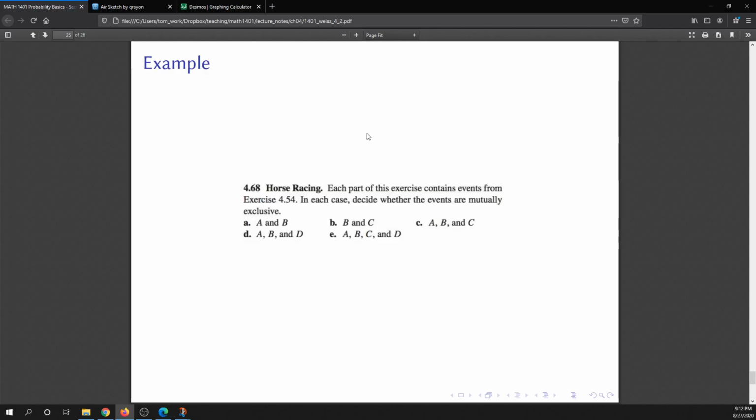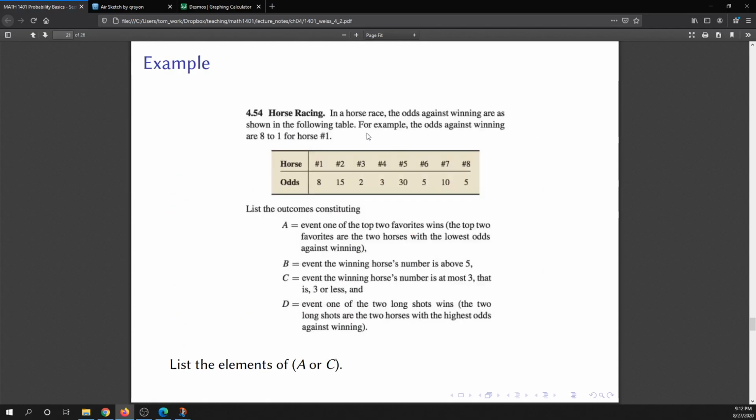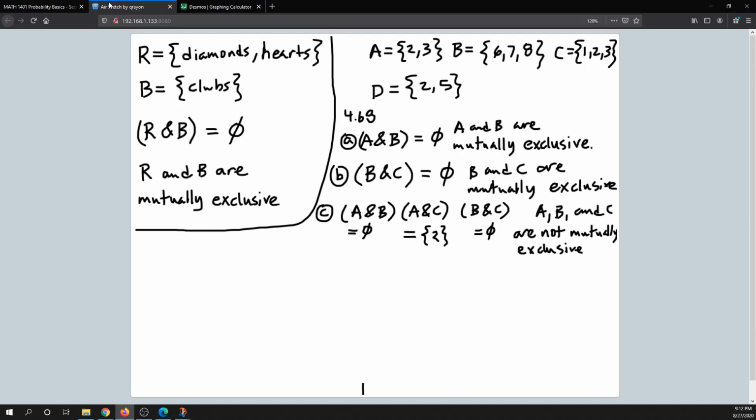I guess we could go ahead and fix that. So A, sorry, I wrote that down wrong. Just in case anybody's looking back at it, A really should be the event that one of the top 2 favorites wins. That's the ones with the lowest odds. So A really should be 3 and 4. So let me fix that. I don't think it's going to change a lot in here. I didn't really notice it till that one. So A is actually 3 and 4.